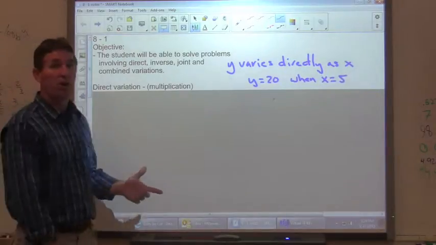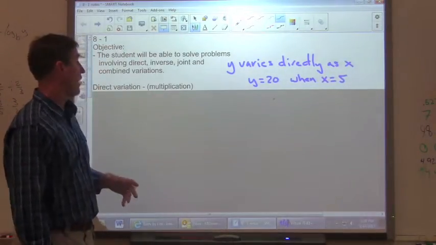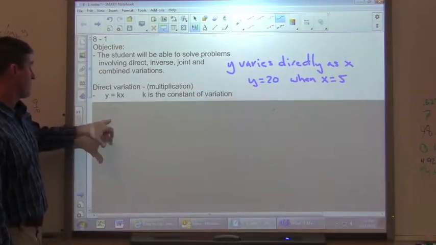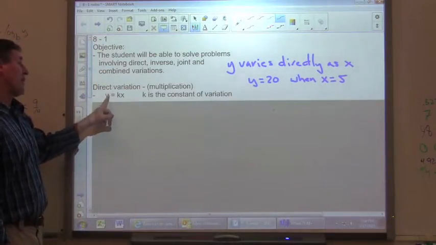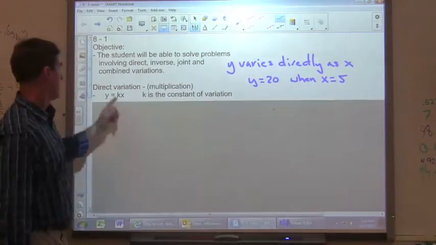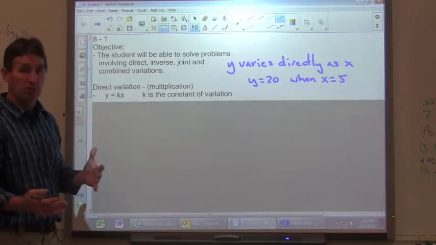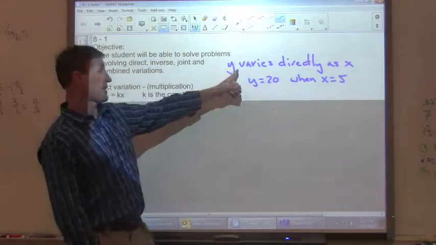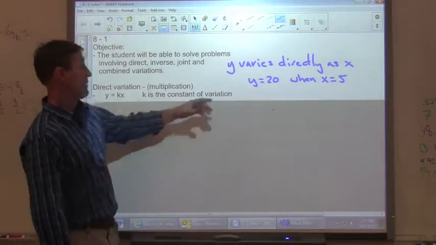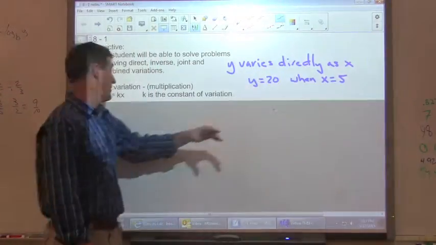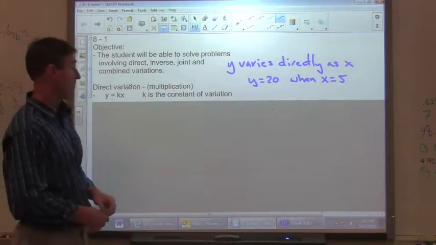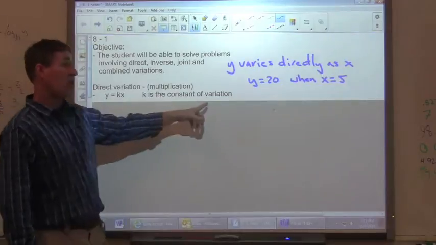Now the first part of the problems, they may just ask you to find out what the constant is. And when you do direct variations, your equation is going to be y equals k times x if it's written in this form. Now, this y and x can be any variables we choose. If this was x and this was y, then x would be first and y would be second. If it was a and b, then this y would be an a and the x would be a b. It just depends on the problem. But the k is the constant of variation.